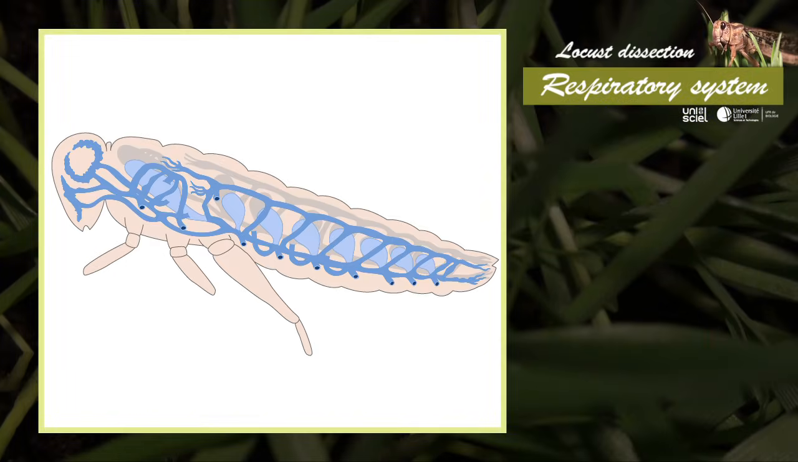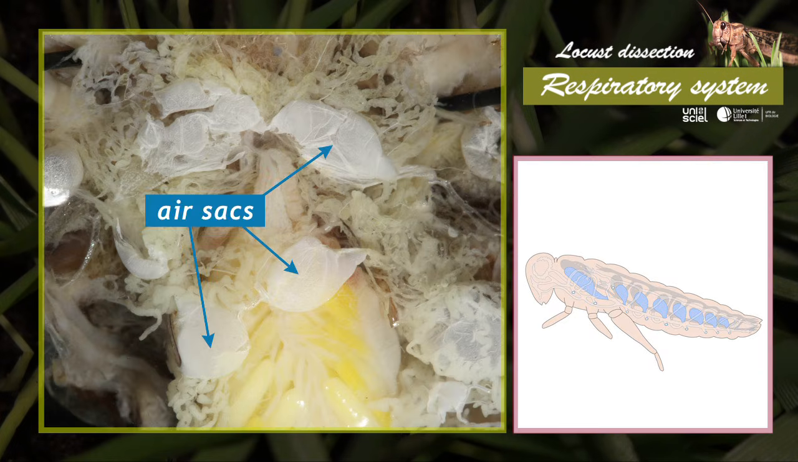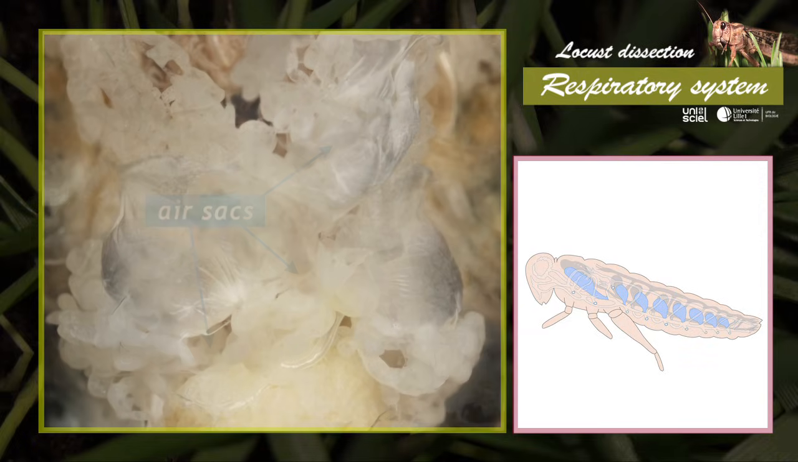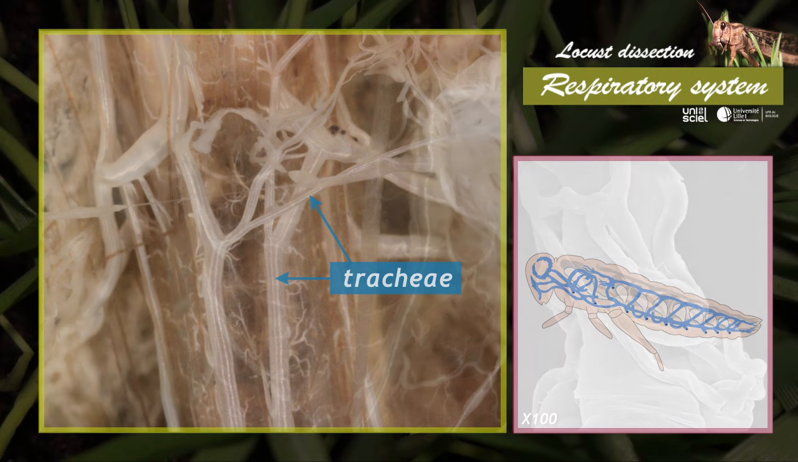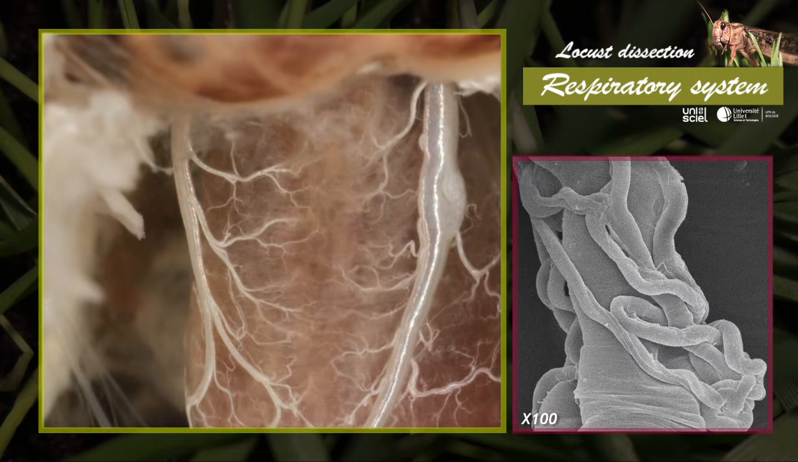The respiratory system of insects consists of a network of tracheal sacs and breathing tubes, the tracheae, distributed in the hemocoel. The tracheal sacs are membranous and constitute an air reserve. They also reduce the density of the insect's body. The tracheae are chitinous tubes characterized by a translucent appearance. They form a complicated network throughout the body.